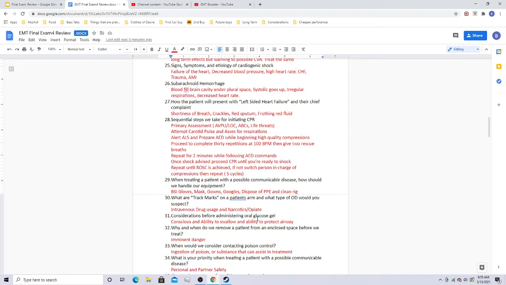When are track marks on a patient's arm present, and what type of OD would you suspect? So track marks are due to intravenous drug usage, and that's generally because they'll put the IV in, they'll pump themselves with a drug, heroin, whatever, and it'll just damage their veins, because that stuff's no good. And generally, most people who are doing intravenous drugs will be your narcotic or opiate users.